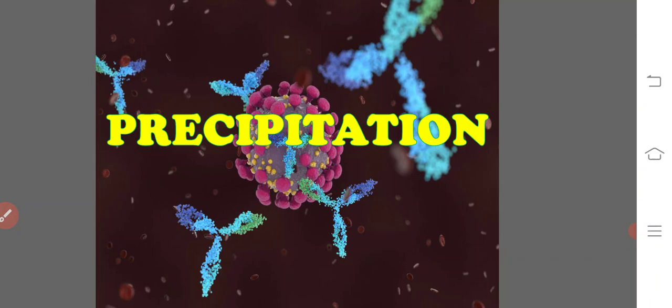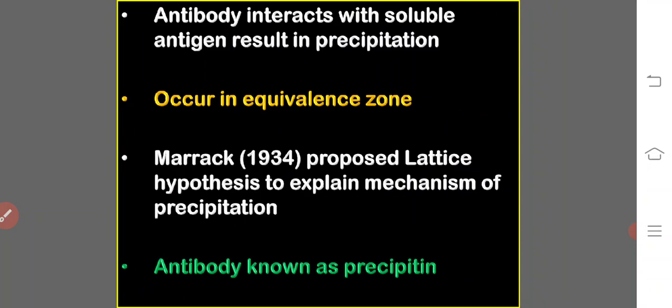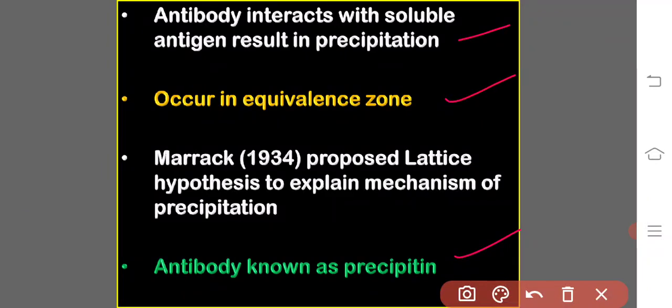And the precipitation test is defined as follows: when an antibody interacts with a soluble antigen, it results in precipitation, and the antibody is known as precipitin. It also occurs in the equivalence zone. And Marrack in 1934 proposed the lattice hypothesis to explain the mechanism of precipitation. According to this concept, a multivalent antigen combines with a bivalent antibody in varying proportions. Precipitation results when a lattice is formed consisting of alternating antigen and antibody molecules. This is possible only at the zone of equivalence. In the zones of antigen and antibody excess, the lattice does not exist.